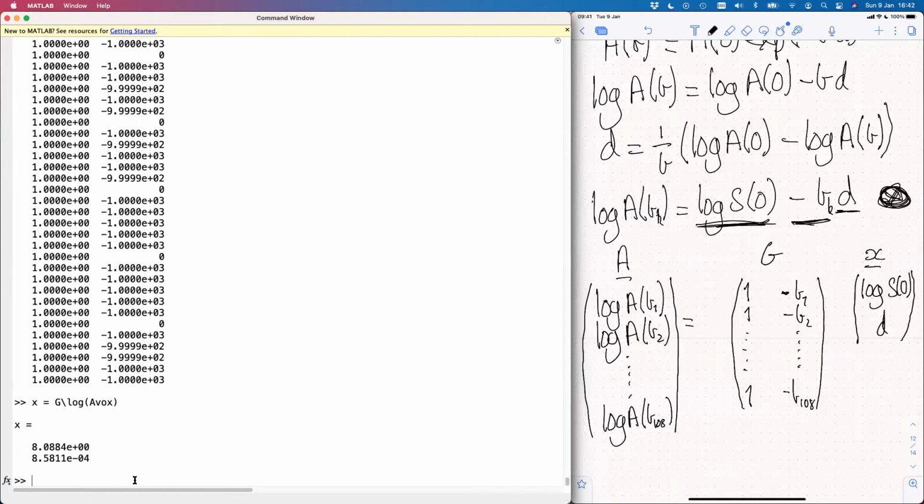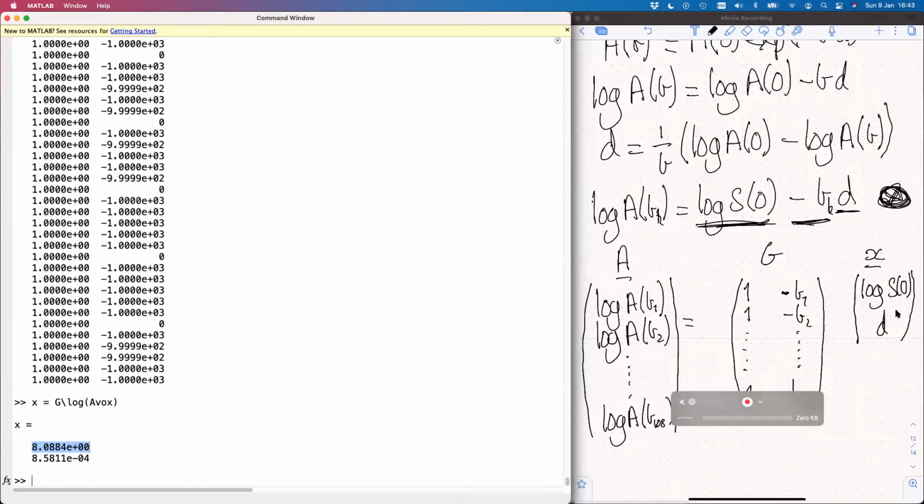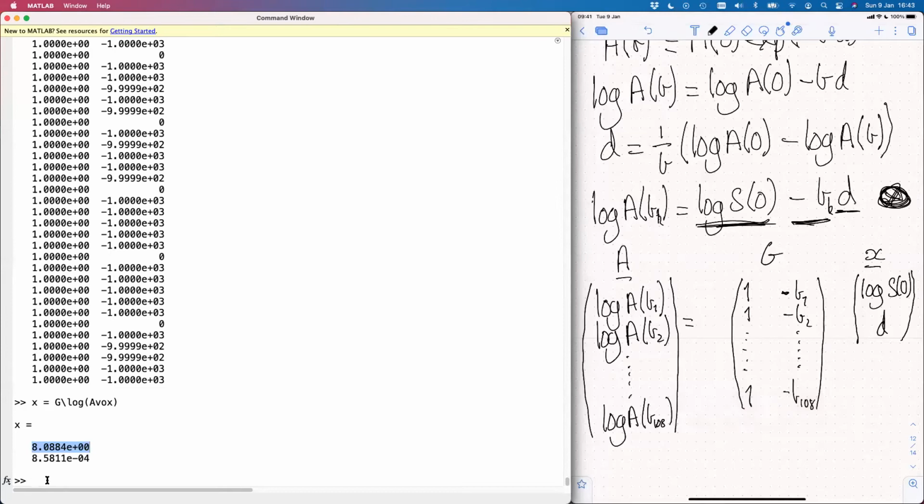So that's what it gives us. These are the values then of log S0, the first one, and the diffusivity, the second one. Just as a sanity check, recall that in the AVOX list, the B0 measurements were all coming out with a value somewhere between 3,000 and 3,500. So if we take the exponential of this, which should give us our estimate of S0, it should be somewhere in that range. Let's just check that.